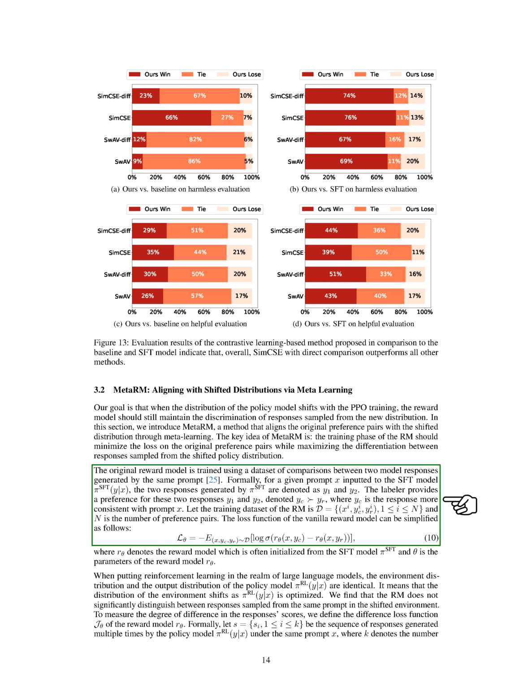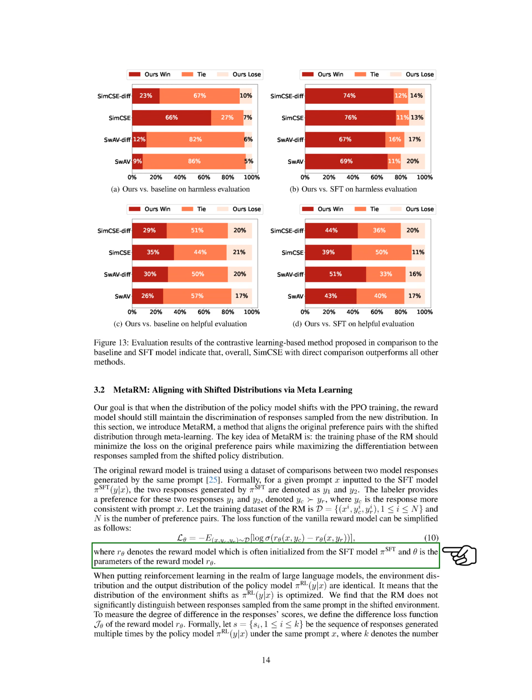Here, R_theta denotes the reward model, which is often initialized from the SFT model, and theta represents the parameters of the reward model. When we apply reinforcement learning to large language models, the environment distribution and the output distribution of the policy model are identical. This means that the environment's distribution shifts as the policy model is optimized. We find that the reward model doesn't significantly distinguish between responses sampled from the same prompt in the shifted environment.